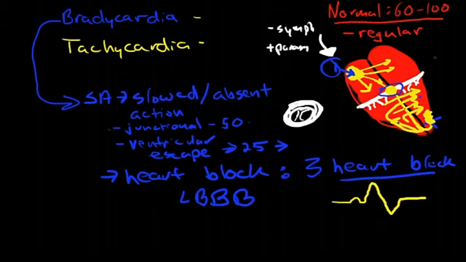So it's really only things that deal with the AV node that prevent the action potential moving from atria to ventricles that can cause bradycardia.